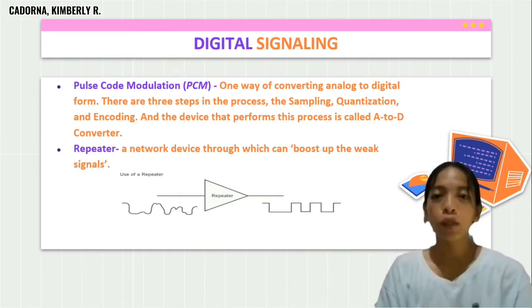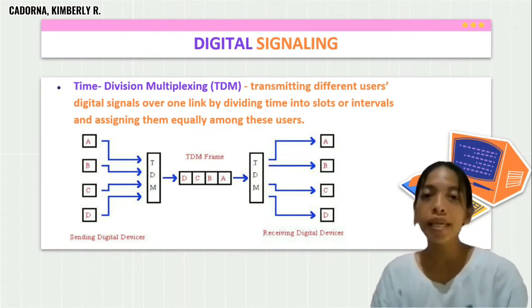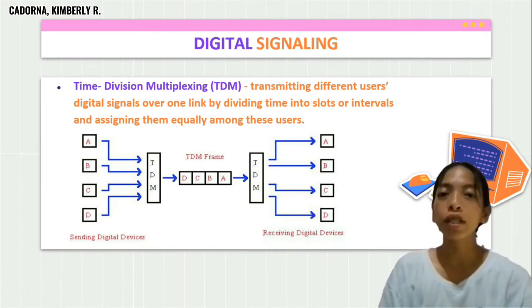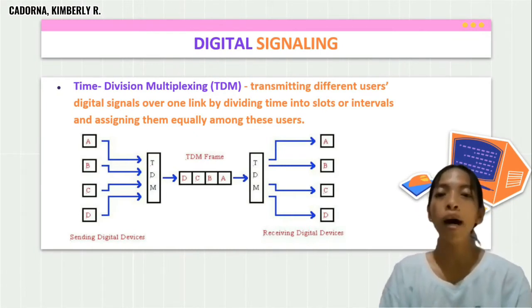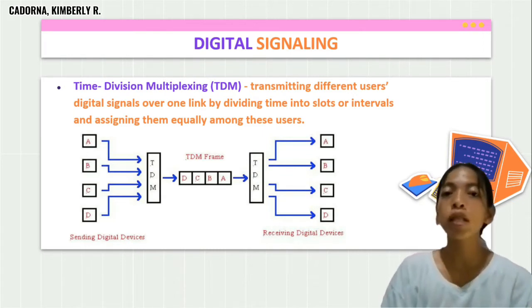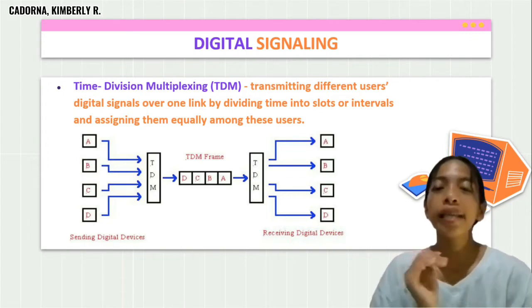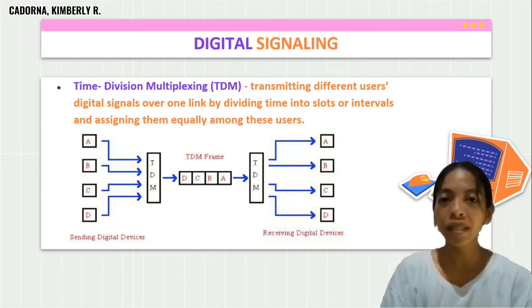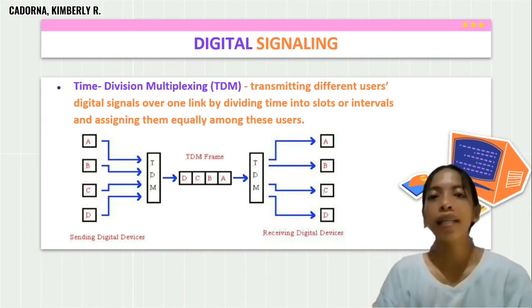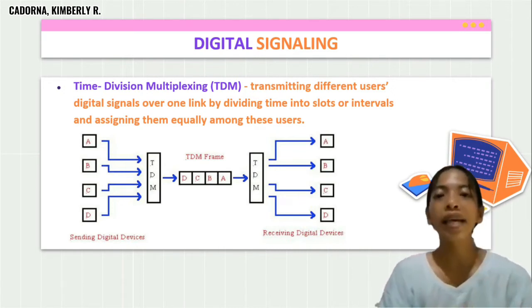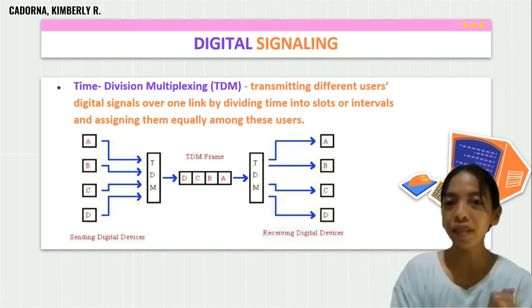So we go forward to time division multiplexing or TDM. Different users' digital signals are transmitted over one link by dividing time into slots or intervals and assigning them equally among these users. In the center part, we can see the letters like A, B, C, D that are traveling to the next users, and that is what we call the slots or intervals.